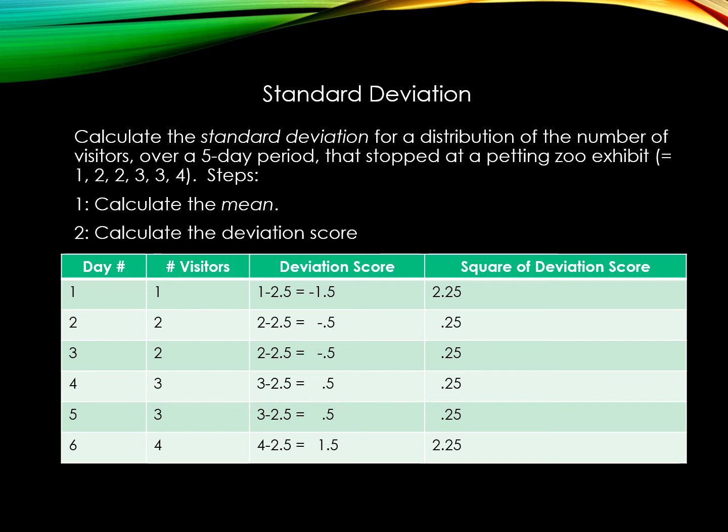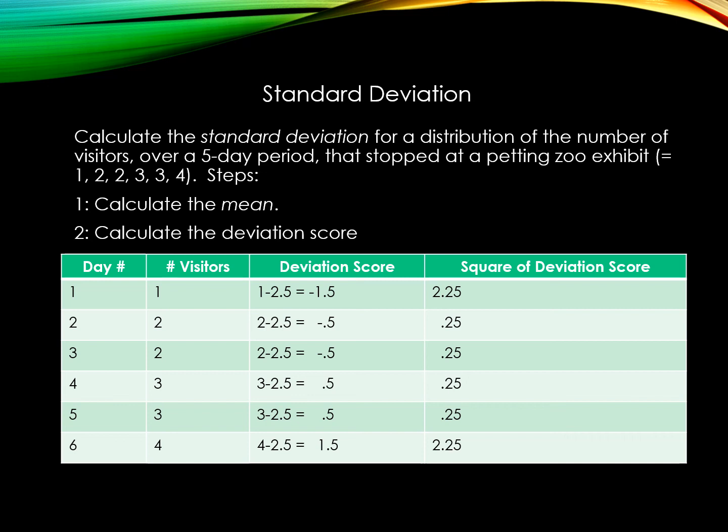What we want to do next is calculate the mean. So what we're going to do is we're going to take 1 plus 2 plus 2 plus 3 plus 3 plus 4. So overall, we're going to add up all those scores and then divide by the number of cases, right? So we're going to divide by 6. So 1 plus 2 is 3, plus 2 is 5, plus 3 is 8, plus 3 is 11, plus 4 is 15. So we're going to have 15 divided by 6, right? And overall, we're getting an average of 2.5.